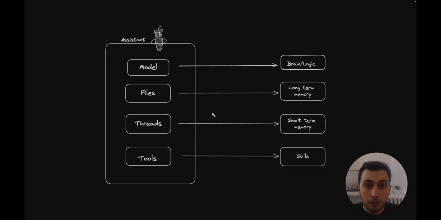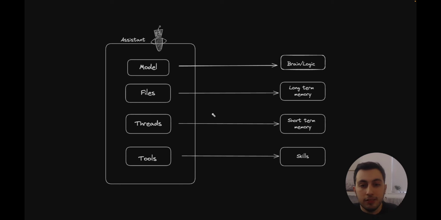So what is the model? If you map it to the human, it's basically the brain of the assistant. For example, you can choose right now between GPT 3.5 or GPT-4. GPT-4 is a more advanced model, so it's a smarter brain, but it's a lot more expensive.